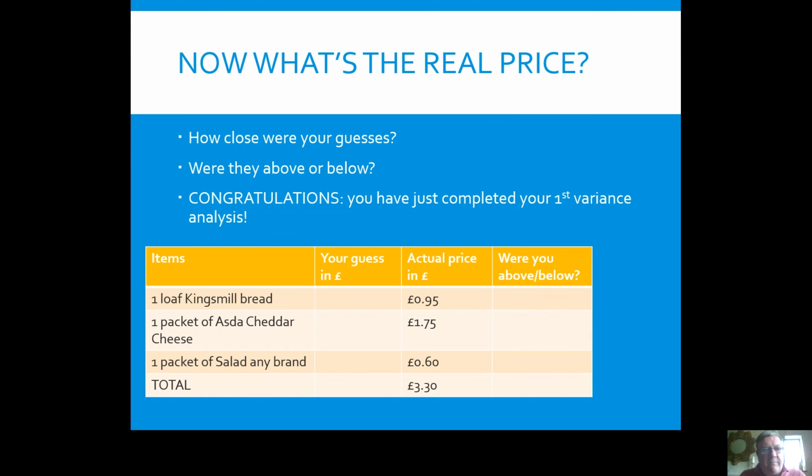Was your total above or below? Did you guess the correct amount to take to Asda? Did you take too much money? Did you take too little? If you've done that, congratulations. You've just completed your first variance analysis. So take a pause, write all that down, and make sure that you've got all the figures correct.